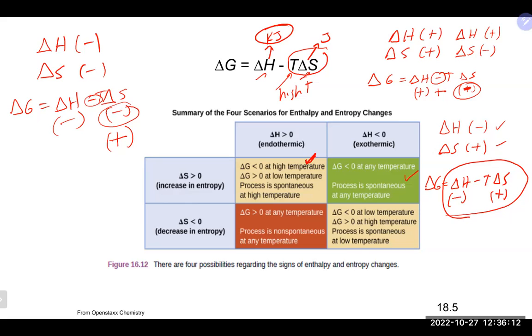Those types of questions, which are very common in a thermodynamics chapter, don't really give you numbers, but just positives and negatives. You also could just make up values and put them into the formulas and see what you end up with as well. Any questions on that there?